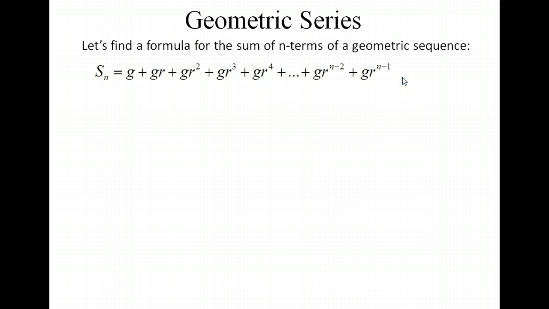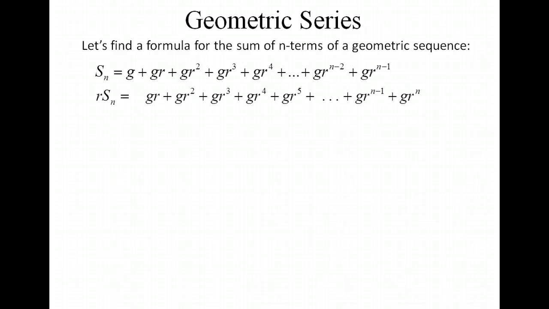Alright, so now what we're going to do is multiply that formula by r. So we get this new formula. All I did was take each term and multiply it by r. GR became GR squared, multiplied by r gave us GR to the third. GR to the n minus 1 times r gives us GR to the n. Now I'm going to subtract those two formulas.